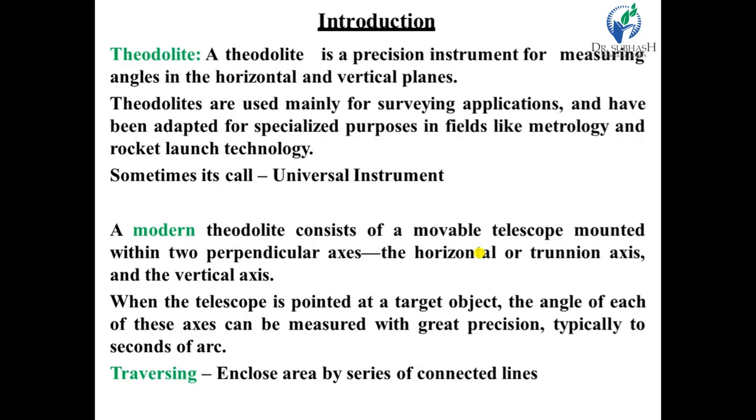How can we mitigate that omitted measurement? Now, first, we see what is the theodolite. Theodolite is a precision instrument for measuring horizontal and vertical angles in both planes. Right? That instrument is used for measurement of angle.